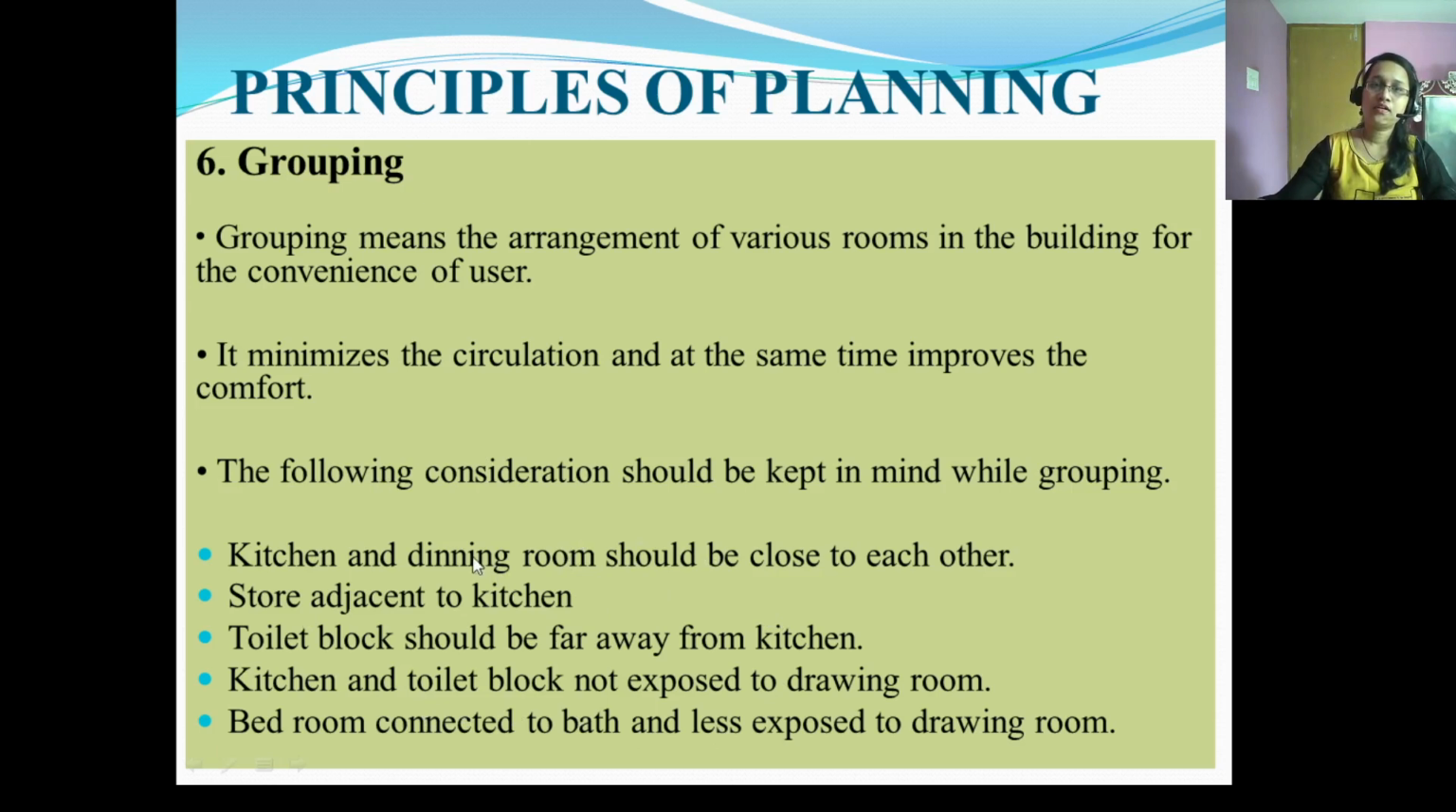While drawing, see that the kitchen and dining are very close to each other. Then group the store and kitchen together, with the store adjacent to the kitchen. Then the toilet block, just keep it far away from the kitchen. Again, the kitchen and toilet block should not be exposed to the living room or drawing room. Then the bedroom should be connected to the bath and should be less exposed to the drawing room.